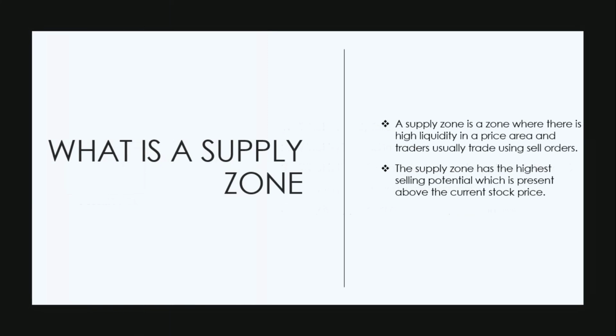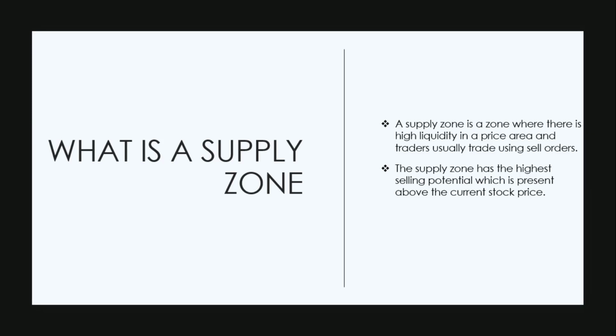What is a supply zone? A supply zone is where there is a high liquidity in a price area, and traders usually trade using sell orders. You know the basics. When there is a high supply, there are few buyers. If there's too much supply, people won't buy too much. Suppliers are basically the ones selling. They're supplying, they're selling. You get it? Okay, we'll get to the demand later in the video.